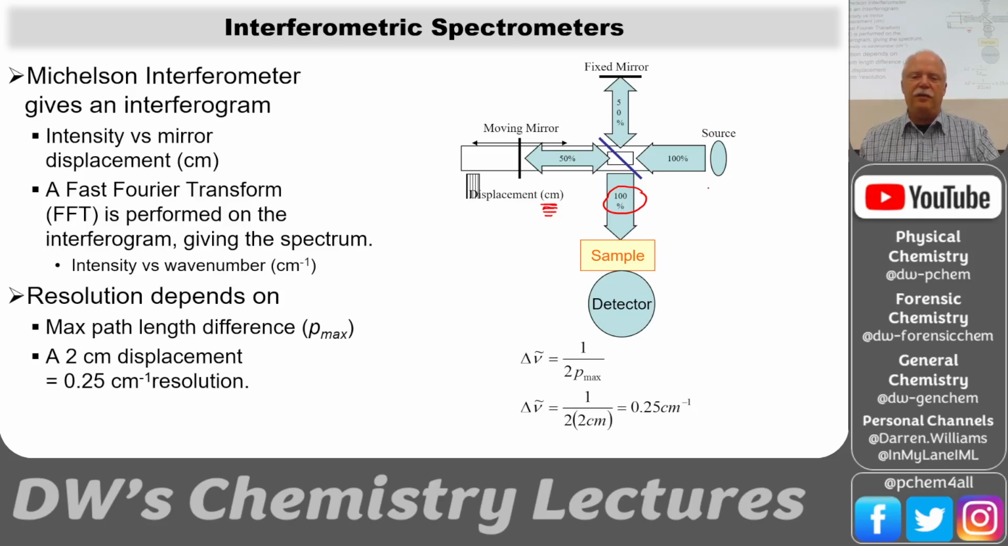Now, FT instruments are single beam instruments, so you have to take a background, and then you have to take your sample, and then you have to do the ratio separately. Okay. But the resolution does not depend upon any slits, so you're never reducing the amount of light going through this interferometer. Okay, what you're doing to get higher resolution is you're moving this mirror a longer path.